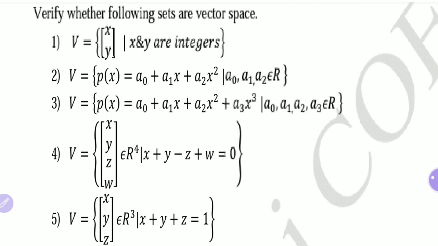Example number 4 forms a vector space, and example number 5 does not form a vector space. For 2 and 3, you check and try to tell me what the answers are. And if you need any help, you can write in the comment box.